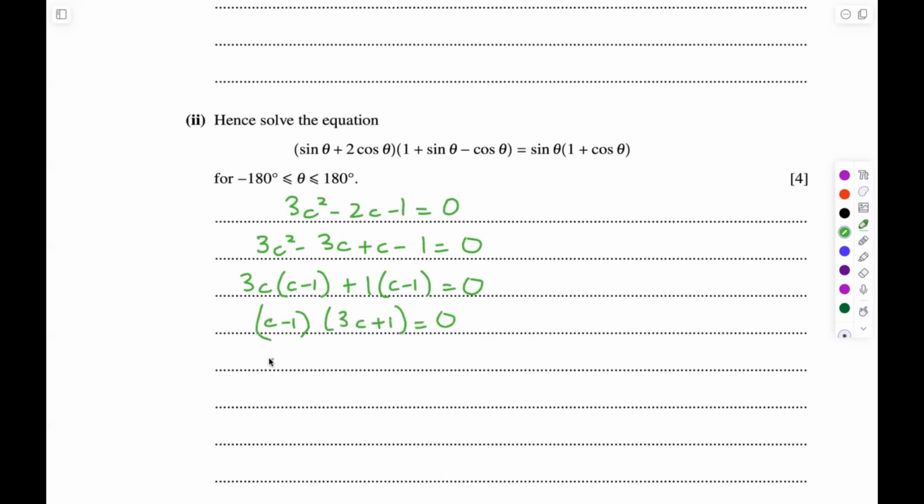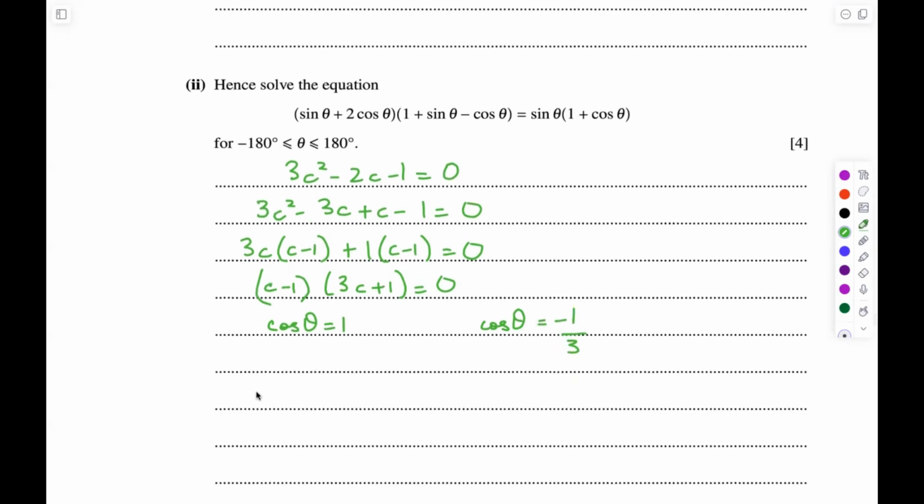So the two values of cos will be cos theta equals 1 and cos theta equals negative 1 upon 3. So cos inverse of 1, when we substitute that in the calculator, will be equals to 0. So one of the values of theta will be 0. Now finding cos inverse of 1 upon 3, that will be equals to 70.53 degrees.